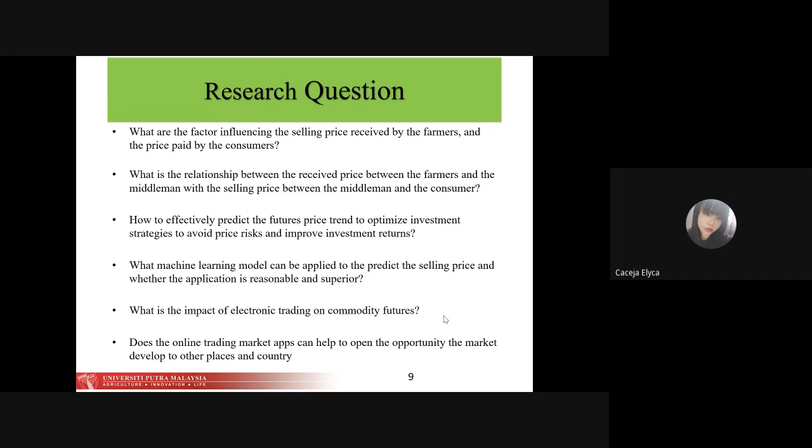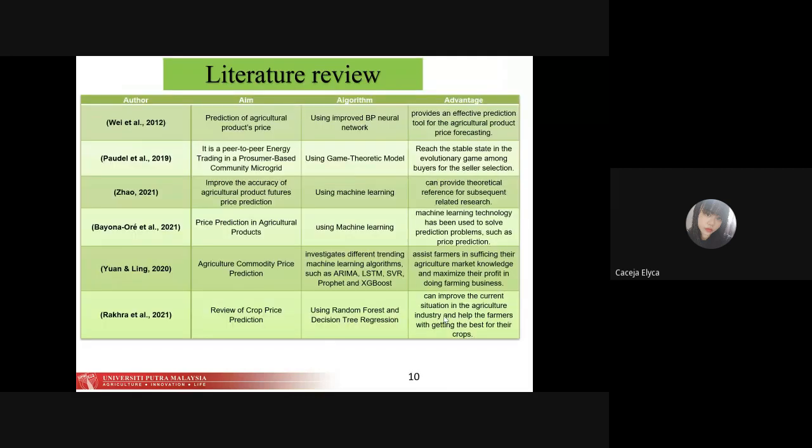And I want to know which machine learning can apply to predict the selling price and whether the application is reasonable and superior. Next, I want to know what is the impact of the electronic trading on the community futures later, and does the online trading market app help open opportunities for the market to develop in other places and countries.